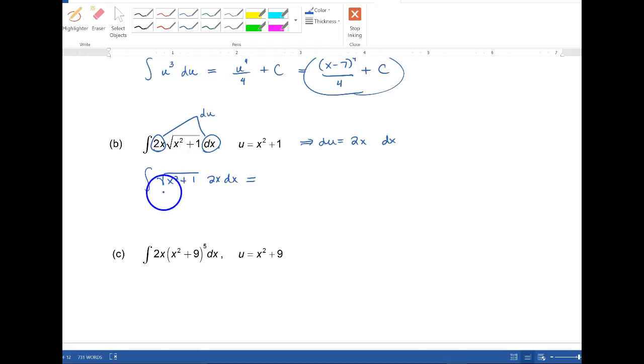So this piece, well, that's going to be the square root of u, and this piece is du. So the integral, I'm going to write this as u to the 1/2 du. So now I have u to the 3/2 over 3/2, which is multiplied by 2/3, plus c. And so now we replace, so it's 2/3 (x squared plus 1) to the 3/2 plus c.